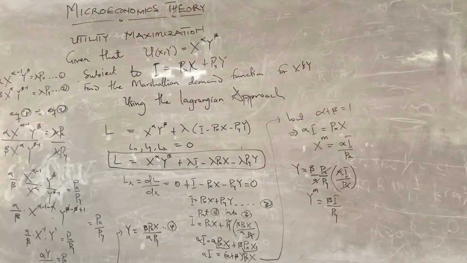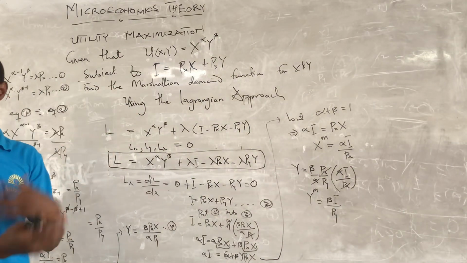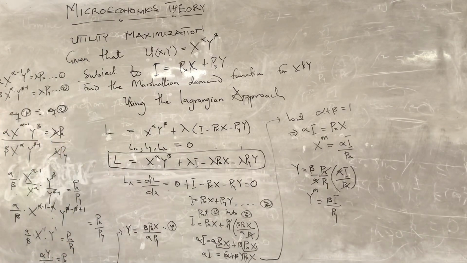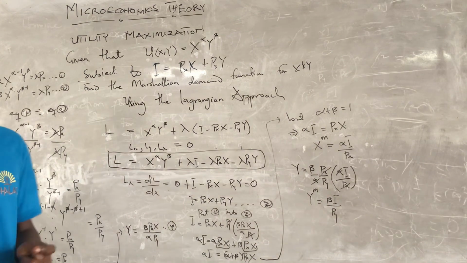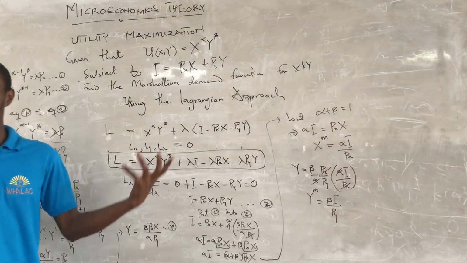So if it is about the CES function or Leontief or fixed proportion, it's all about how to differentiate. So if your differentiation is good, you should be able to try the other functions. So that will be the end of the utility maximization of Marshallian demand function for commodity X and Y.